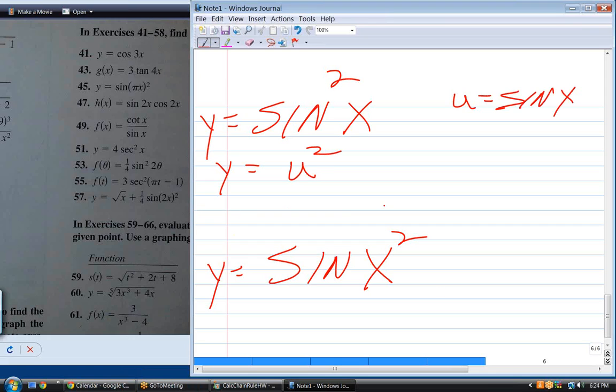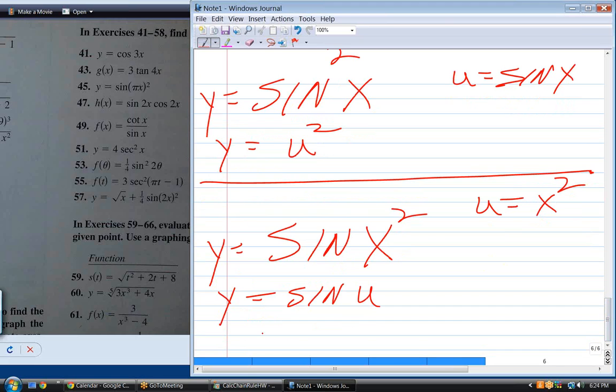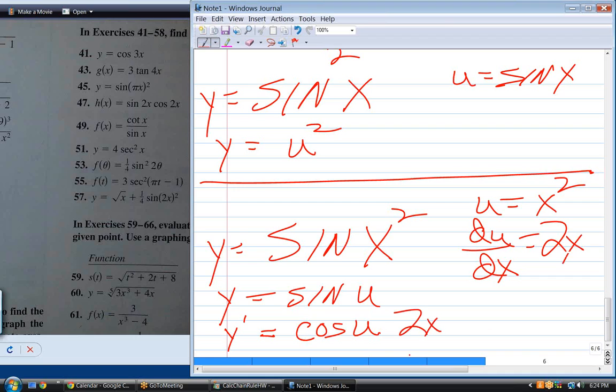Now let's take the bottom situation. What's the inside here? x squared. Correct. Why? Because if I make u equal x squared, then what I'm doing is taking the derivative of the sine of u, which I know how to do. The derivative is cosine of u times du dx. Well, du dx, the derivative of the inside, is 2x. So it's the cosine of x squared times 2x.